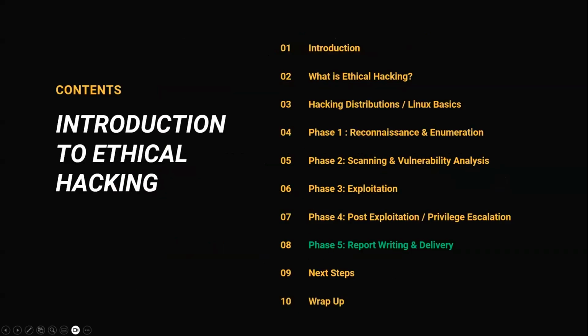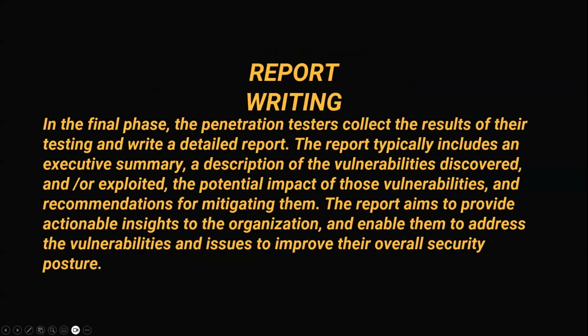So phase 5 would be the report writing and delivery. So in the final phase, this is where you're collecting the results of the pen test to write a detailed report. It contains the executive summary. So this is where I talked about earlier, where you're breaking down for the executives, description of the vulnerabilities, what was discovered, if they were exploited and how they were exploited, the potential impact of the vulnerabilities, and the recommendations for mitigating them. The report aims to provide actionable insights to the organization and enable them to address the vulnerabilities.